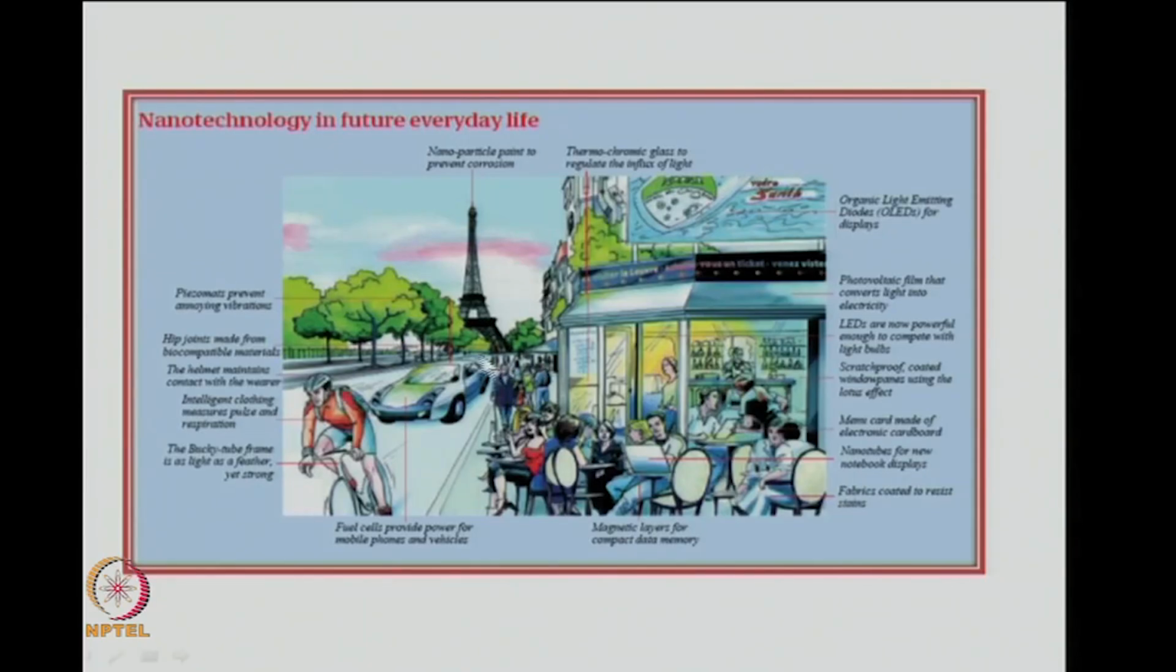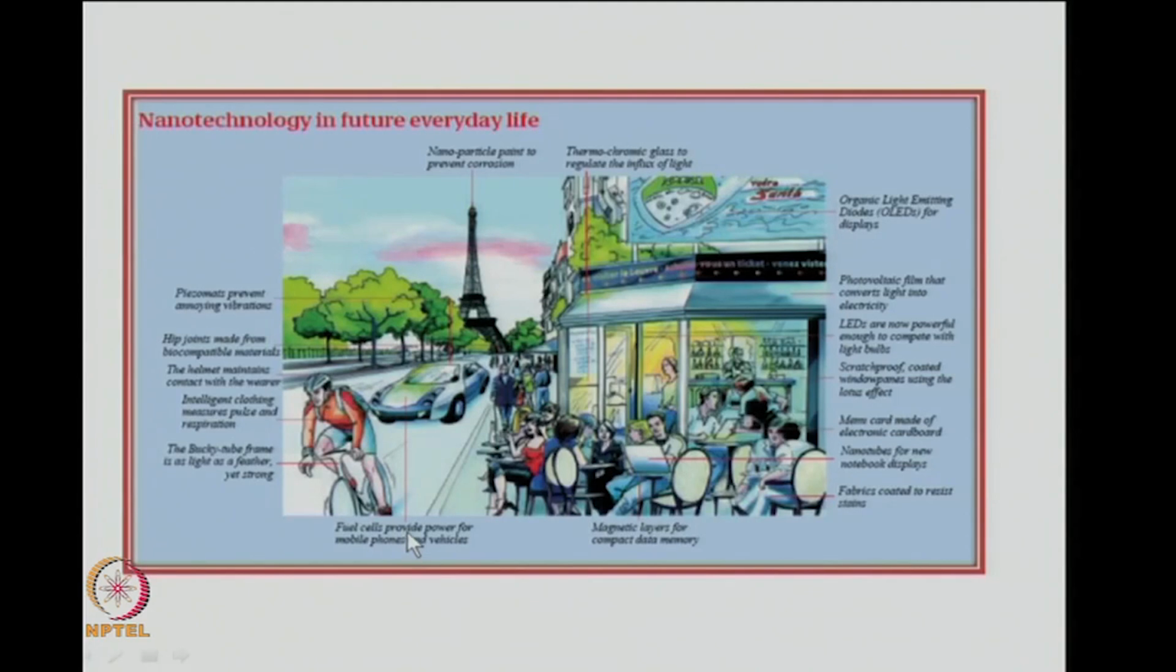You can have vibration-less surfaces like on vehicles. You can have helmets made of some nanomaterials, especially carbon nanofibers, to make them very compact and light and at the same time mechanically tough. Then you can have intelligent clothing which can, for a sports person, measure his pulse as well as his rate of respiration, etc. You can have frames of vehicles made of carbon fibers which are very light.